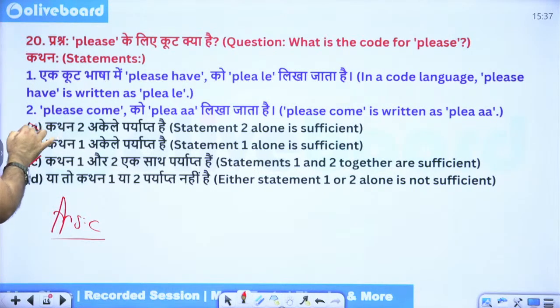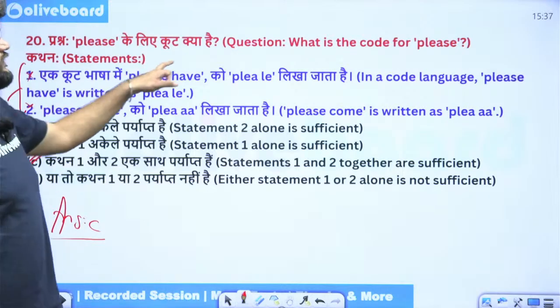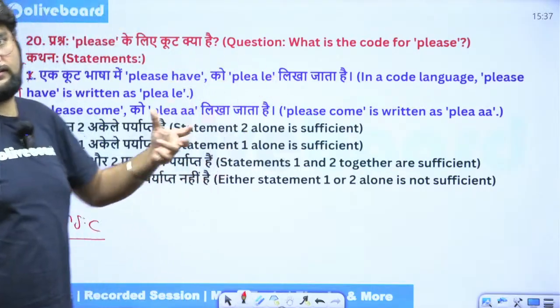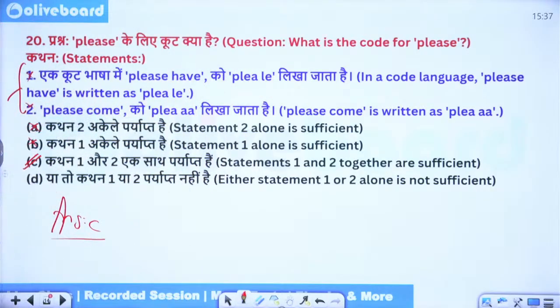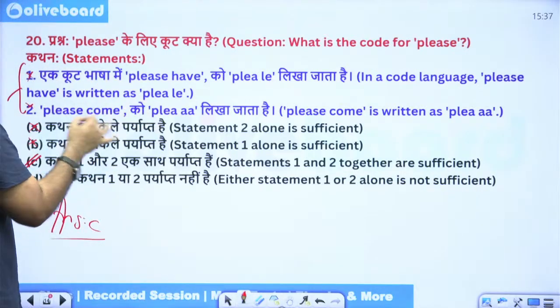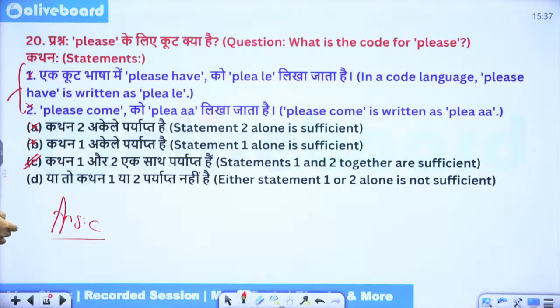You will want to say that why can't I say this please is plea and this have is have. You can't conclude that unless you have some data to visualize. Okay, so once you look at these two, only then can you say that okay, this is corresponding. Hence we know that the code for please is plea.